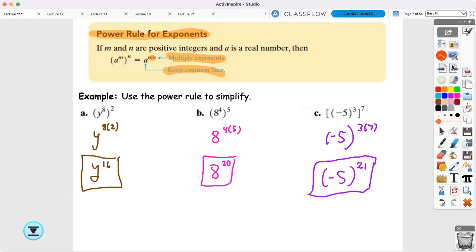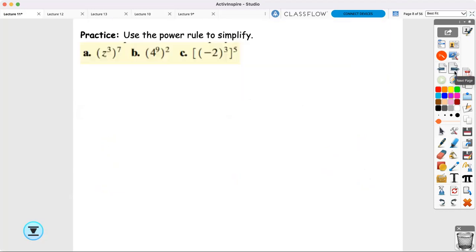All right, let's go ahead and get into the practice problems. Use the power rule to simplify z cubed to the 7th power, 4 to the 9th to the 2nd power, and negative 3 to the 5th power. I'm going to give you guys 2 minutes on these, and we'll discuss them after the 2-minute timer. Good luck.